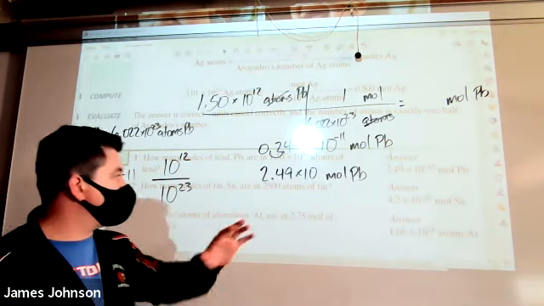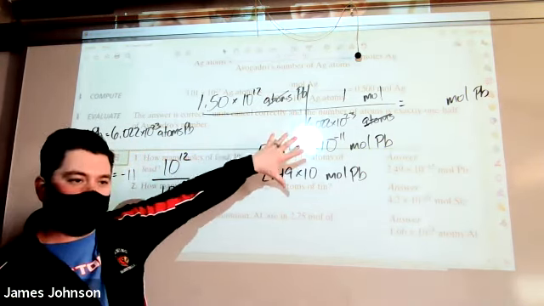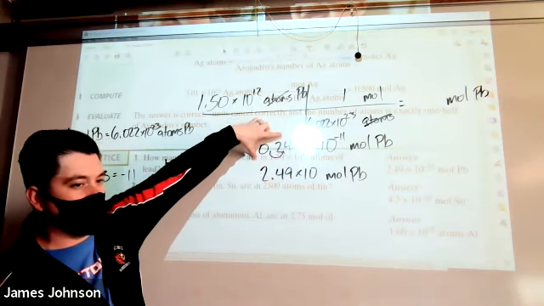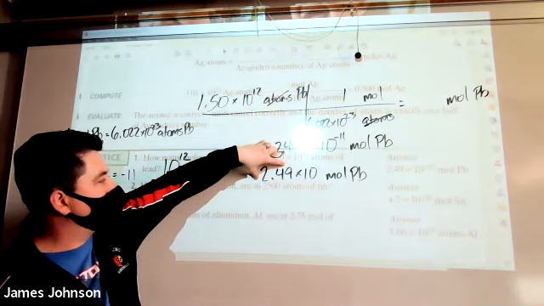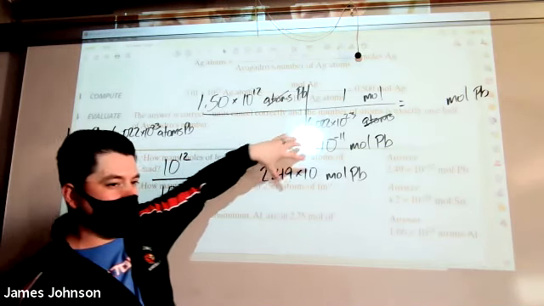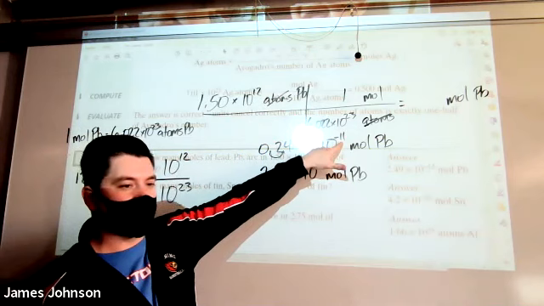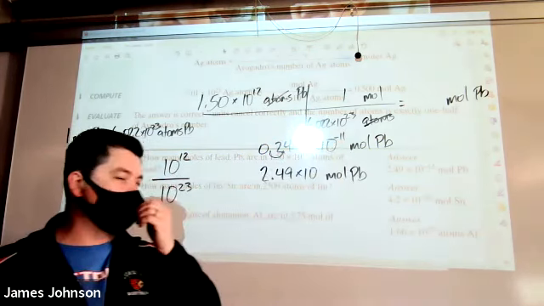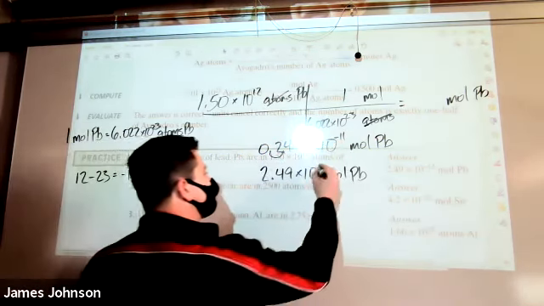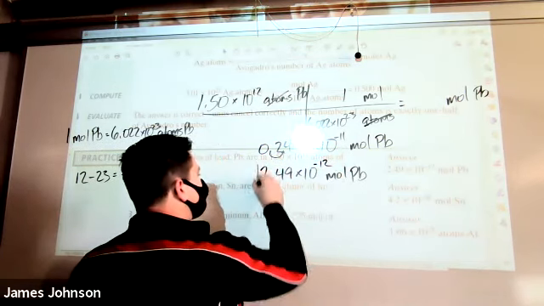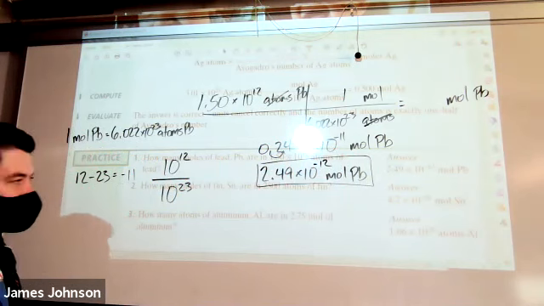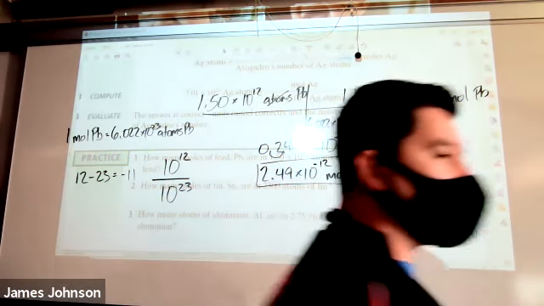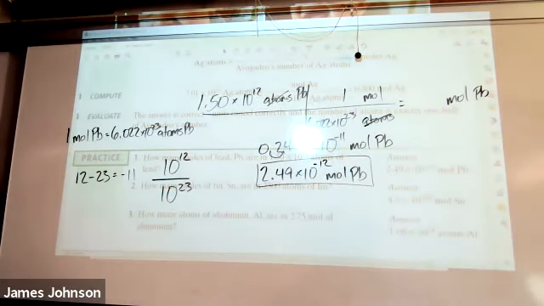Well, again, here's that same logic. I'm not allowed to change the value here. So if to go into scientific notation, I had to make this number bigger, I have to balance that big with some small. So I'm going to make this exponent 1 smaller. So my final answer in proper scientific notation is 2.49 times 10 to the negative 12 moles of lead.